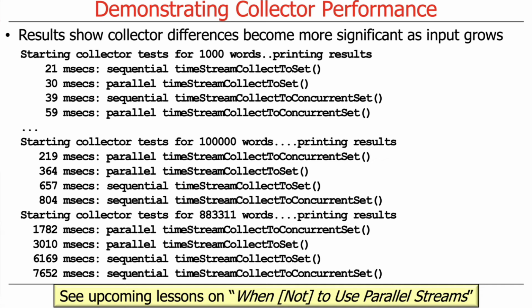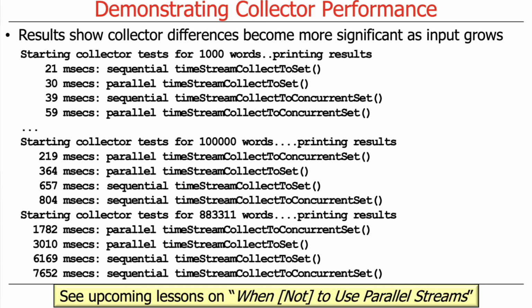As we start having more words, now you can start seeing some interesting things happen. Notice that the parallel implementations, whether they be the parallel version that uses the concurrent collector or the parallel version that uses the non-concurrent collector, are starting to perform better than the sequential versions, which isn't a big surprise, but it's not wildly different. And you'll also see that it's not wildly different between the time for using a concurrent collector versus a non-concurrent collector in parallel. They're relatively close.